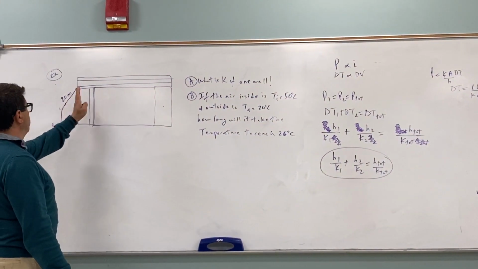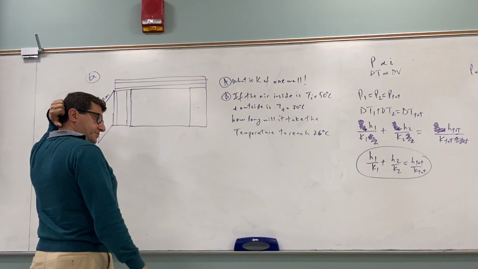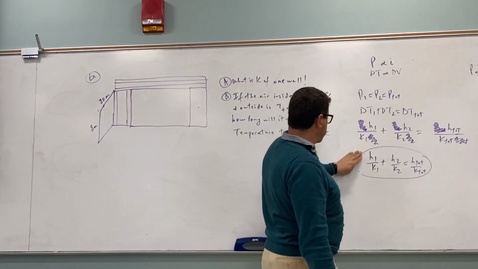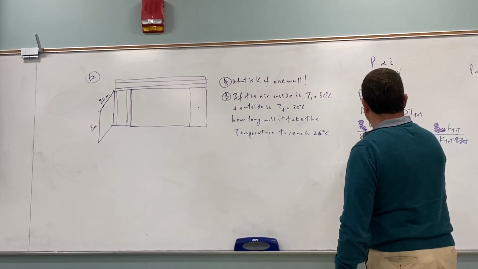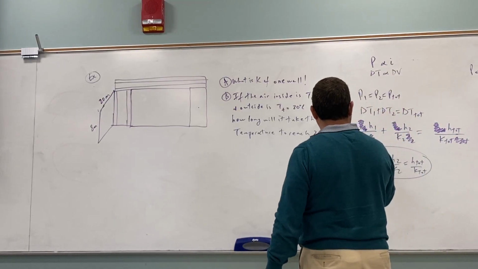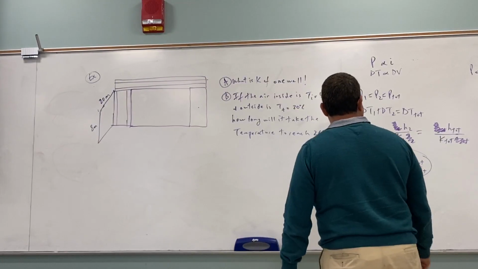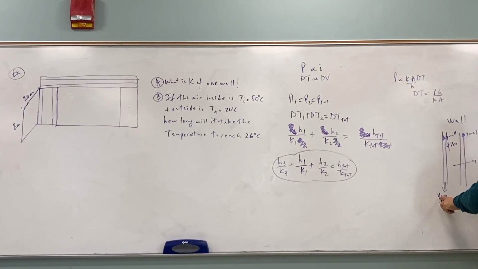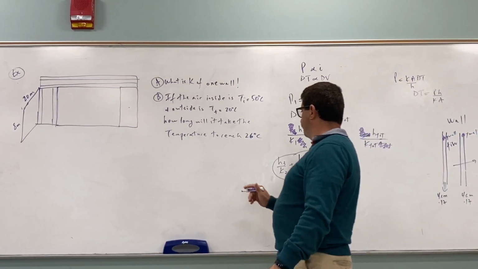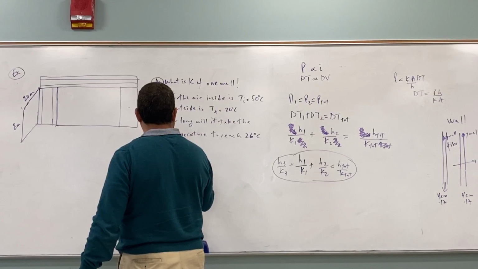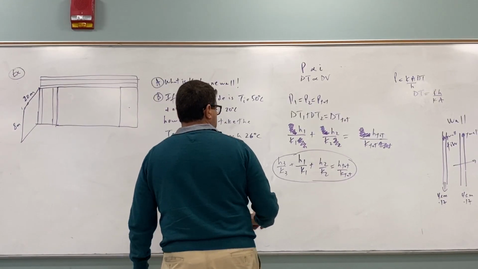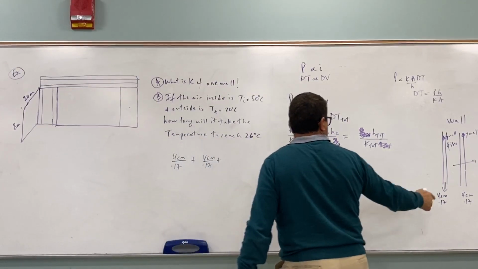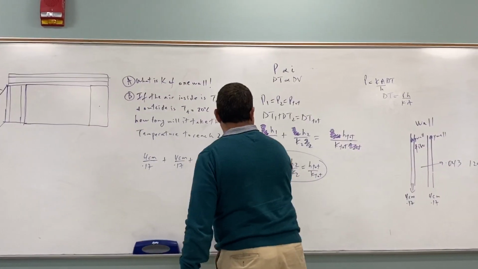Okay, so let's calculate the K of the wall. That would be basically just applying these, right? But we have three conductors in series. So we have H1 over K1 plus H2 over K2 plus H3 over K3. So you're going to do the thickness, 4 centimeters over 0.17, plus another 4 over 0.17, plus 12 centimeters over 0.043.